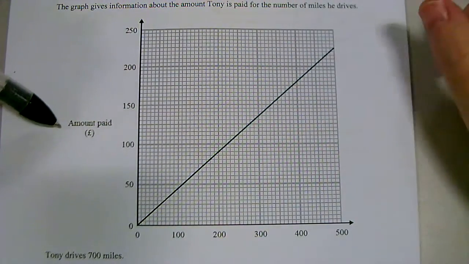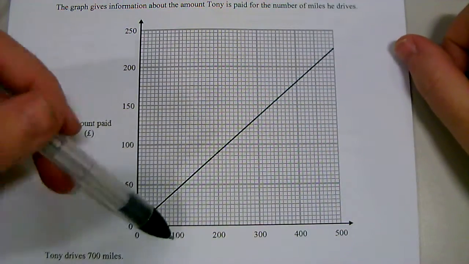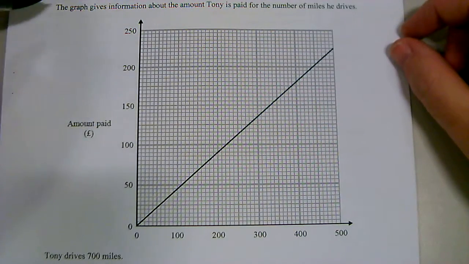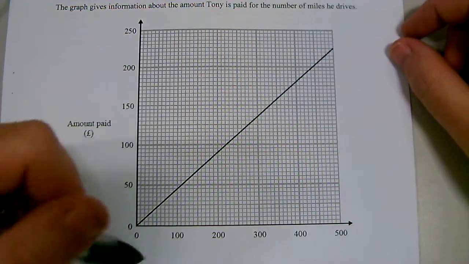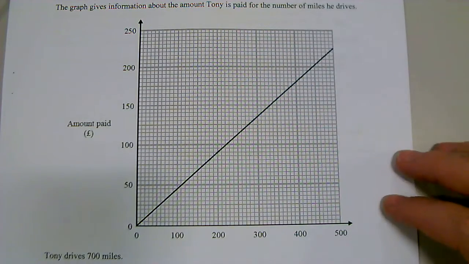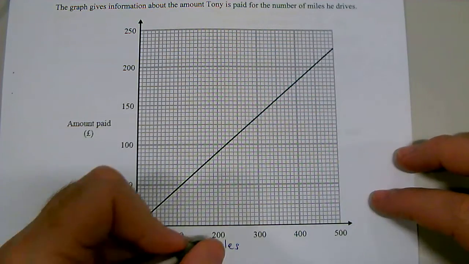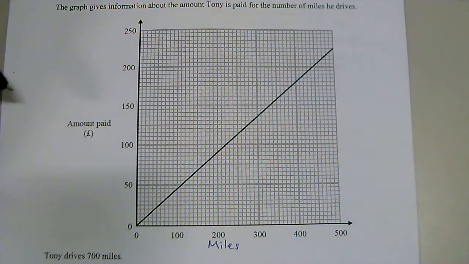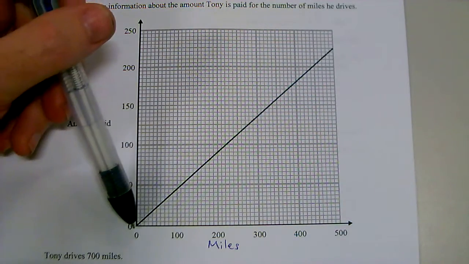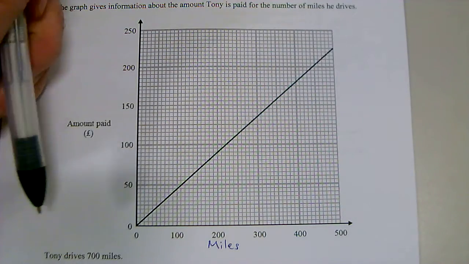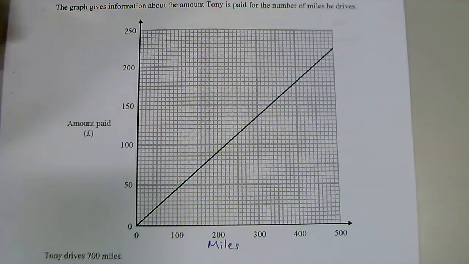Here up the side we've got amount paid, and then across the bottom, a bit of a slip up I think from the examiner, in the fact that it's not giving you what the bottom axis should be, but it should be the miles he drives. Okay, so a straight line means he gets paid the same amount for each mile, and we're going to have to use it to interpret something.